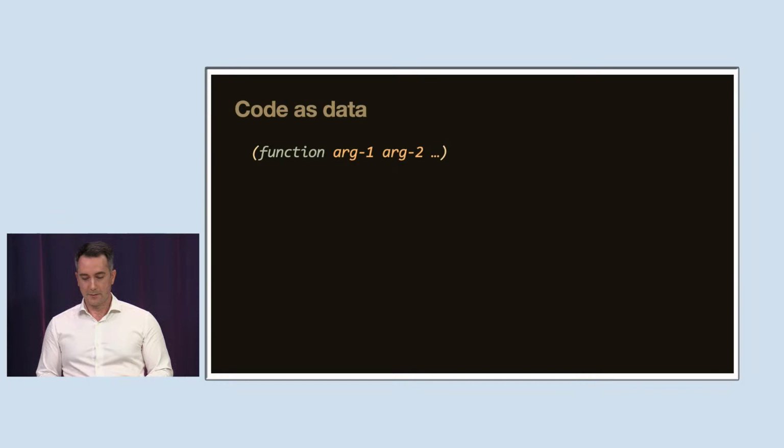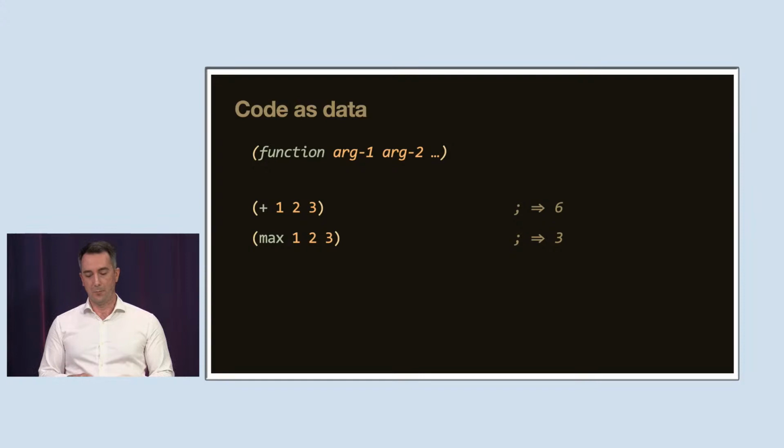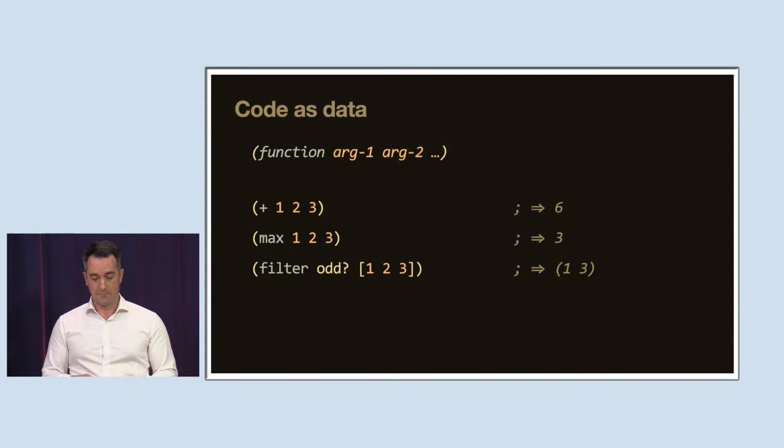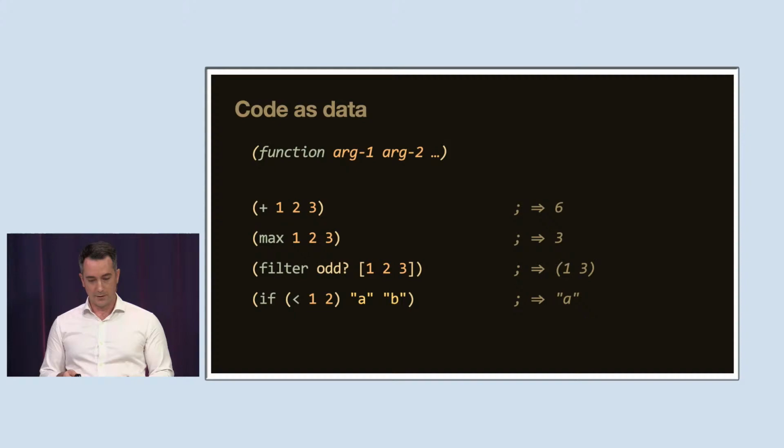When we want to add numbers together, you put the function at the front of the list. When we want to find the max of a group of numbers, you put the function at the front of the list, and the arguments follow. And of course, you can pass as many arguments to these as you want. When we're filtering a collection, here we use a predicate function called odd that filters out the odd numbers from the vector. Again, filter goes at the front, and then you pass, in this case, a function as the first argument. And when we're doing conditionals, it's the same. If goes at the front, then we have a nested list. That's the important thing to notice about this piece of code.